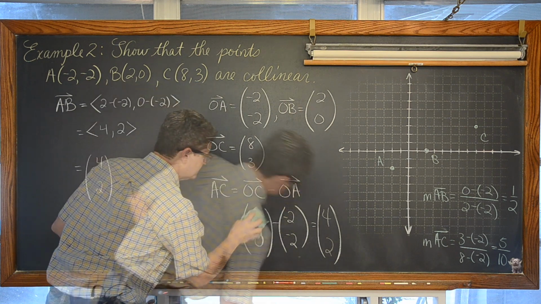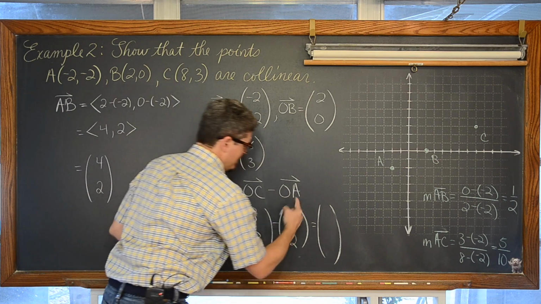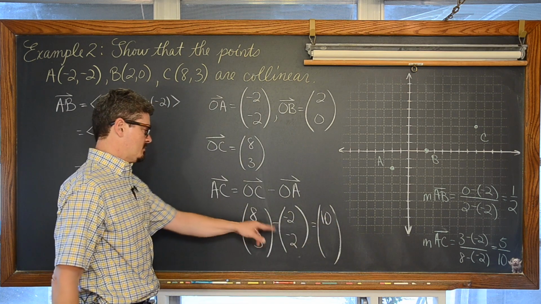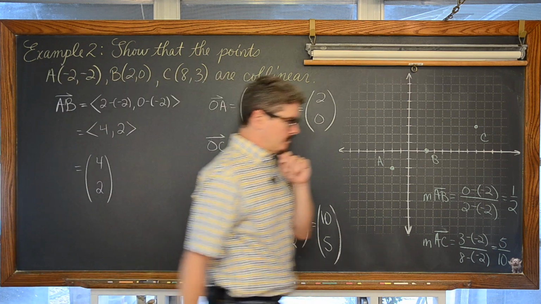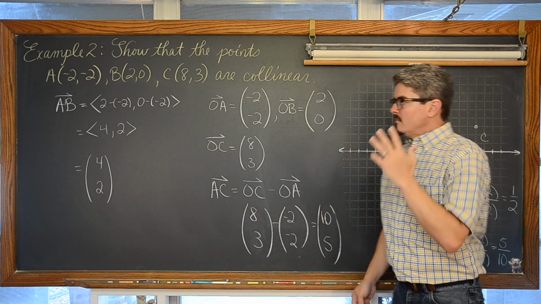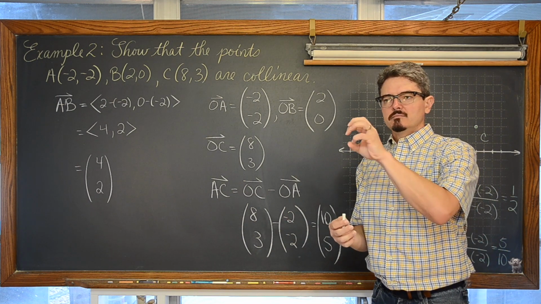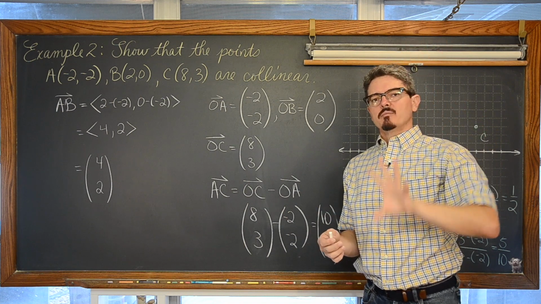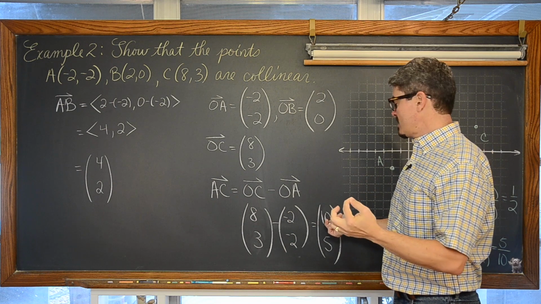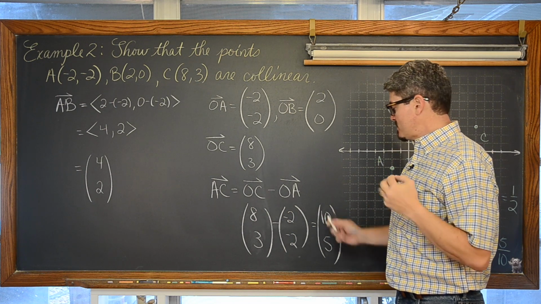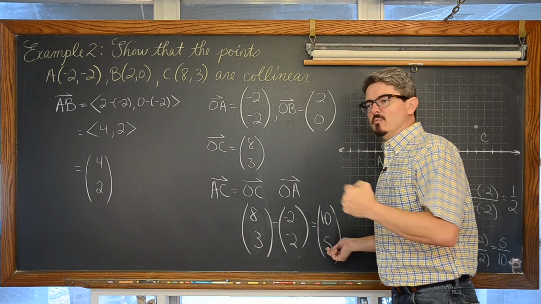OC is <8, 3>. And that's going to be 8 minus negative 2, which is 10, and 3 minus negative 2, which is equal to 5. Now, you saw in that previous example, when we apply a scalar multiple, that scalar multiple has to apply to each of the components of the vector. So as we look at the components along the x-axis, that ratio for those two values needs to be the same as the ratio between the components for the movement along the y-axis.